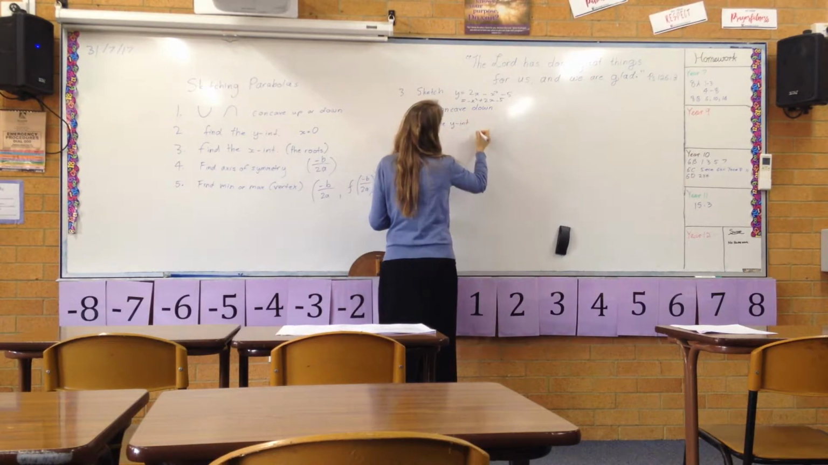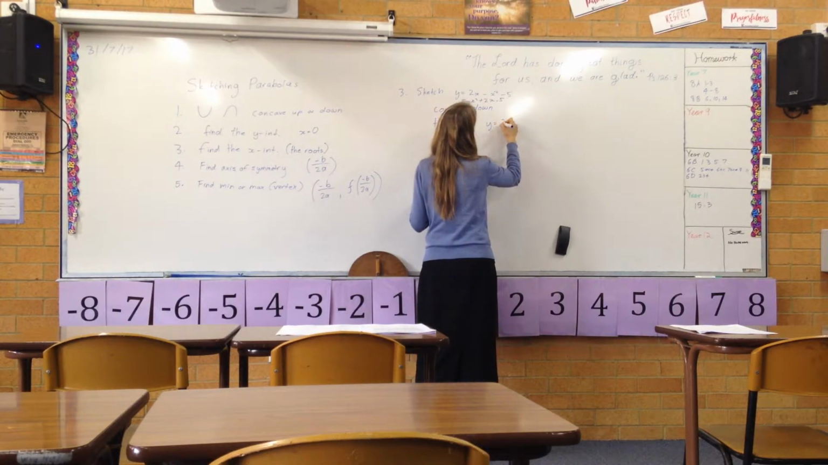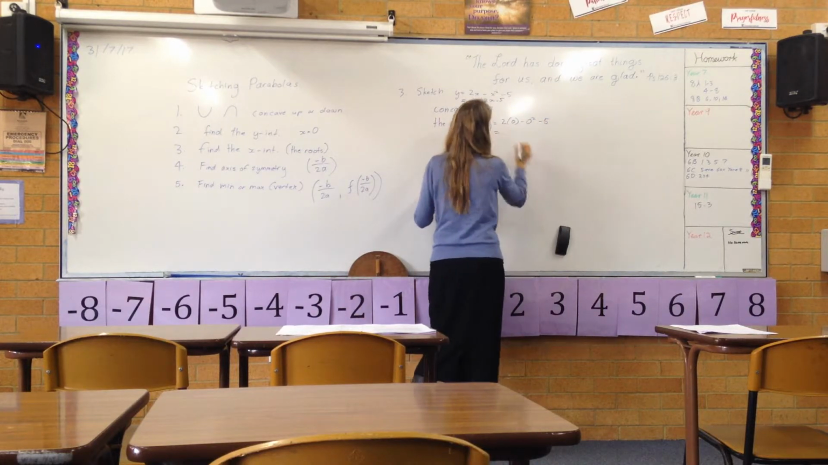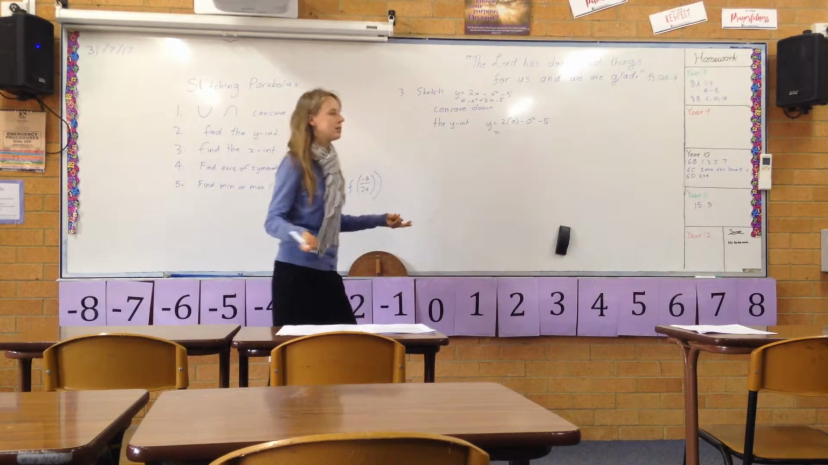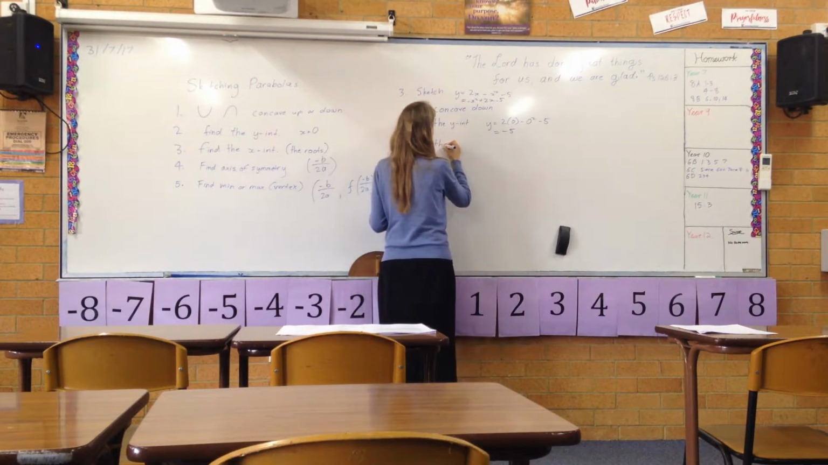Y-intercept. So you let x equals 0. So y equals 2 times 0 minus 0 squared minus 5. Okay, that is minus 5. The x-intercept.